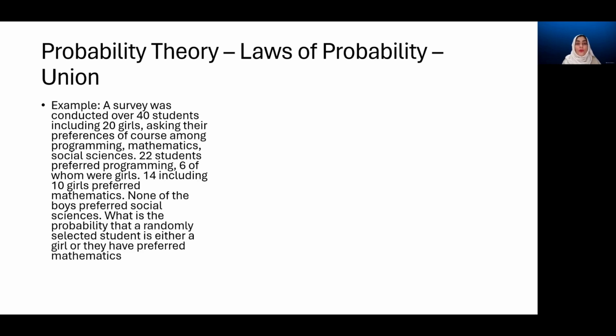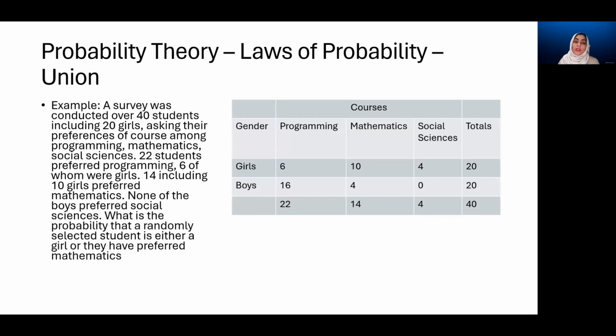So now there's quite a few different events being mentioned in this question, and we need to build a table to represent all of these events and their proportions or probabilities. So we can create this two-way contingency table, since we are dealing with two qualitative attributes: one is the preference for a course and the other one is gender. So we plot gender in rows and the preference for courses in the columns. Here we have three columns because we have three values for the courses: programming, mathematics, and social sciences. And for gender, we have girls and boys. And these are the marginals.